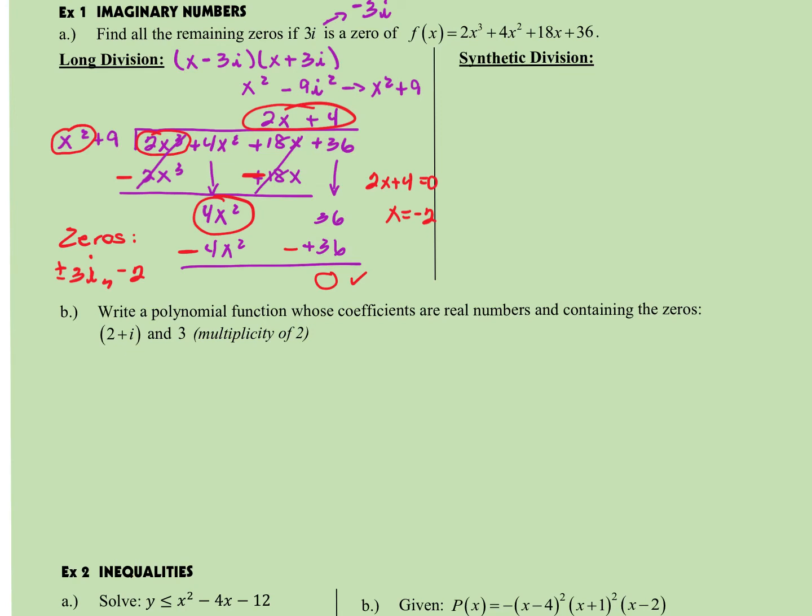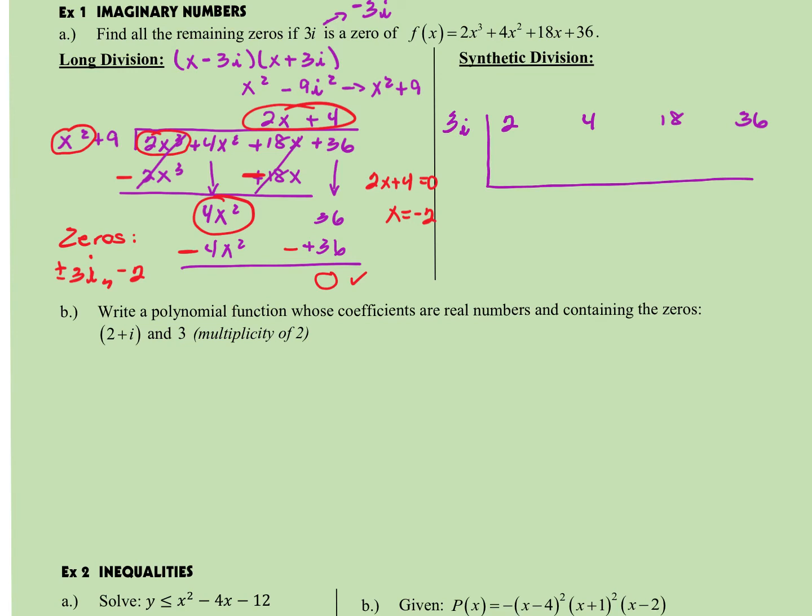So when we do our synthetic division, we're going to start with whichever zero we want. I'm going to start with that 3i. So I'm going to give myself my 3i. I like to make my box this way; you might do yours a different way. I'm going to write my coefficients here, my 2, my 4, my 18, and my 36, because all of my degrees are represented. And I can start my division.